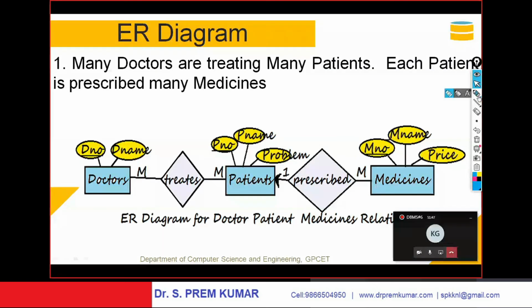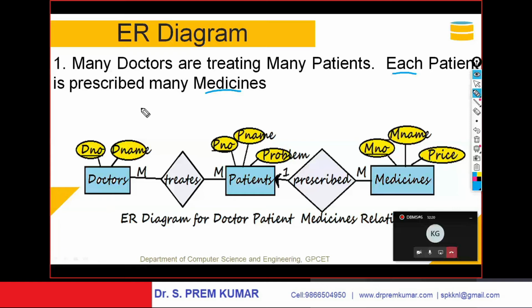Let us work out some ER diagrams, entity relationship diagrams, of that nature. A problem is like this: many doctors are treating many patients. Each patient is prescribed many medicines. You are asked to draw ER diagrams. Listen carefully. Many doctors are treating many patients. Each patient is prescribed many medicines.